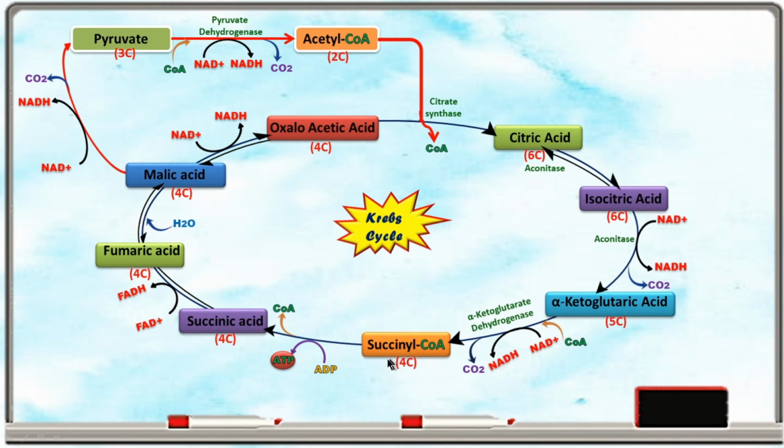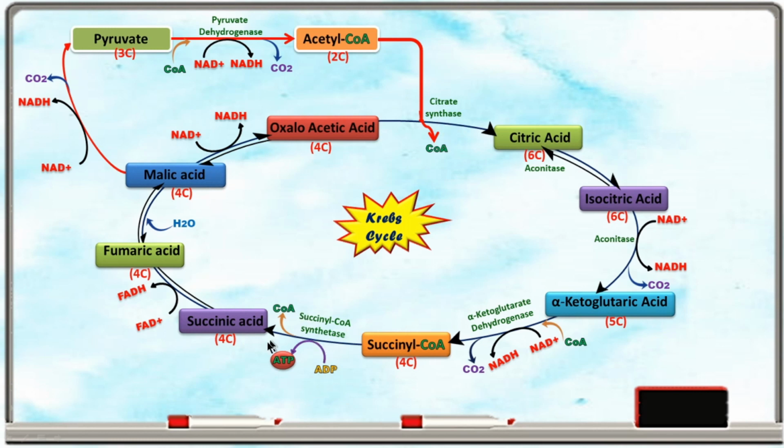Next, we will see that the succinyl-CoA molecule, which is a 4-carbon compound, is converted into succinic acid, which is also a 4-carbon compound. But here, the coenzyme A is released and is utilized again to produce succinyl-CoA. This conversion of succinyl-CoA to succinic acid occurs with the help of the enzyme succinyl-CoA synthetase. Here it is synthetase, and in the earlier step it was synthase. So keep that in mind because students actually get confused between synthase and synthetase.